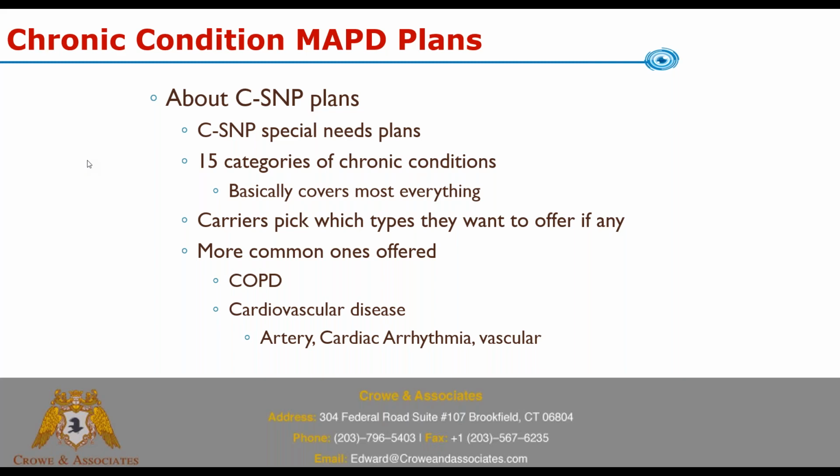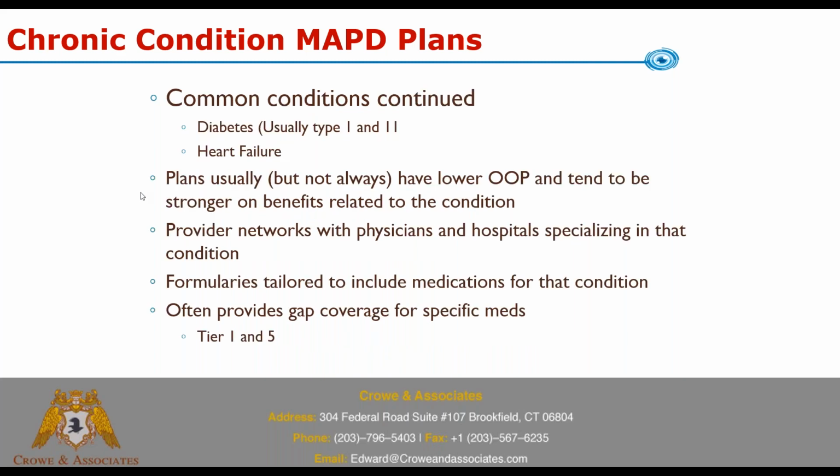So the more common ones you see are COPD, that's always a big one. Chronic conditions plan for cardiovascular disease, like artery disease, arrhythmia, vascular disease are some common ones. Almost always see diabetes ones, usually for type 1 and 2. And then heart failure, so congestive heart failure is often a CSNP plan as well.